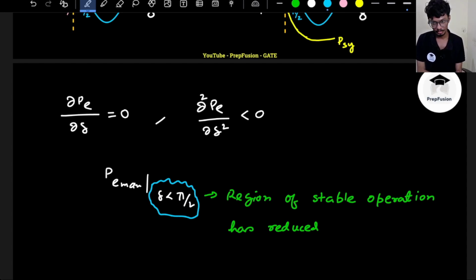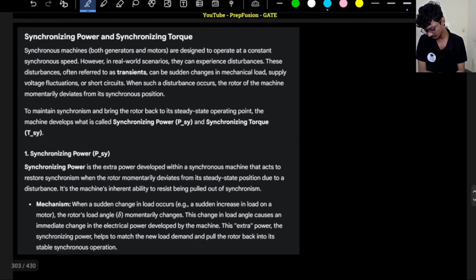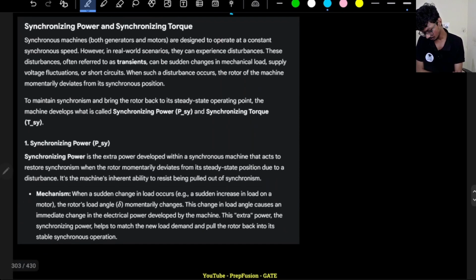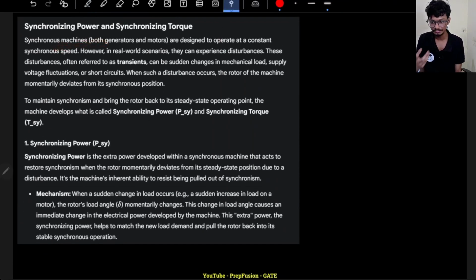Regarding the synchronizing power, I will derive the synchronizing torque just in a second. I will derive the expression for synchronizing power as well, don't worry. So we have this synchronizing power and torque. Synchronizing power generally is mentioned for generators, synchronizing torque is generally mentioned for motors.